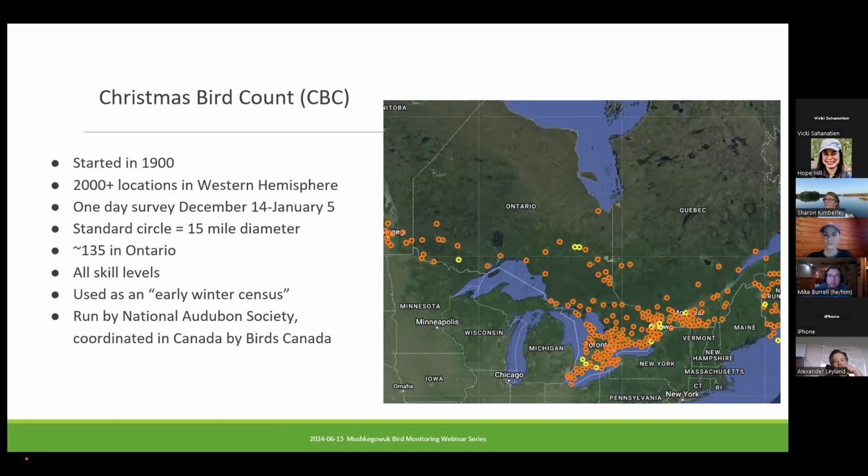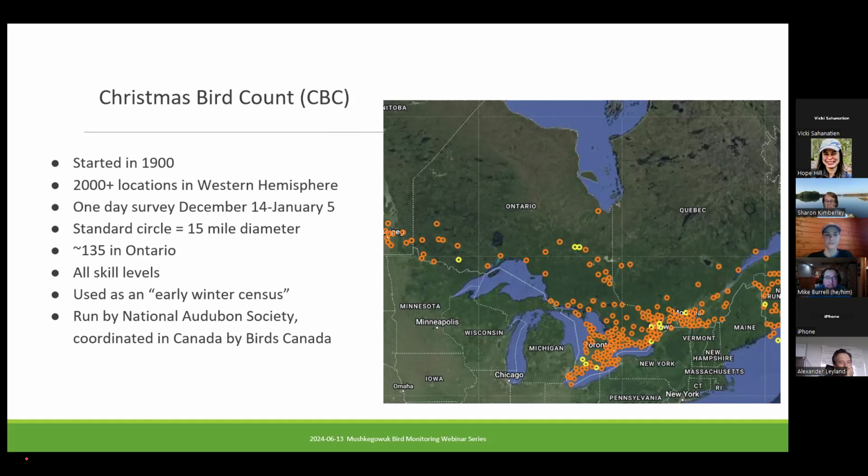So the first one I wanted to talk about is the Christmas bird count. This citizen science project, again, this one was started in 1900. So this is the longest running citizen science project that we've got in North America, collecting information on birds. There's more than 2,000 locations in the Western Hemisphere that run Christmas bird counts.